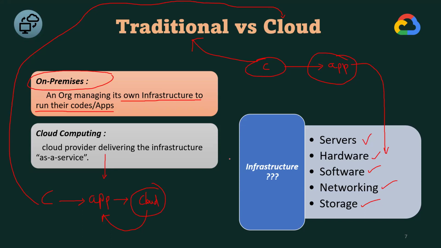So in an on-premises working model, an organization is managing its own infrastructure to run their code or application. But in a cloud computing model, a cloud provider delivers you the infrastructure as a service, so that companies can go directly to the application deployment instead of focusing on the infrastructure. This is the difference between the traditional working model and the cloud computing model. So this is the reason we need the cloud platforms.